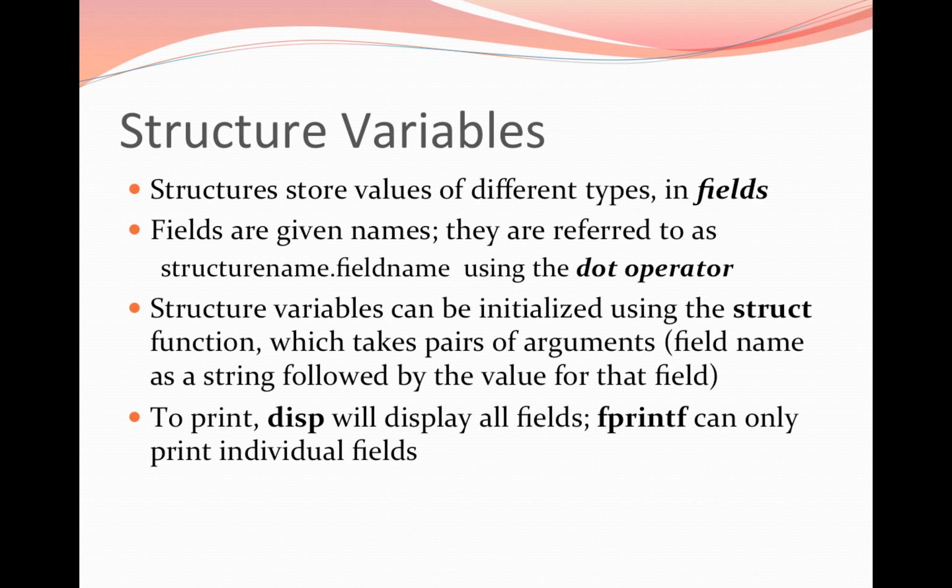Structure variables can be initialized using the struct function, which takes pairs of arguments. In each pair, you have the field name as a string, followed by the value for that particular field. To print a structure variable, you can use disp to display all of the fields. With fprintf, you can only print individual fields by referring to them using the dot operator.